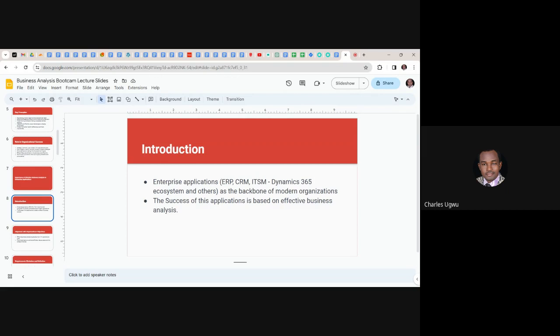And who are those people designing and implementing and optimizing and maintaining this enterprise application? These are business analysts. Business analysts, we do all these things.